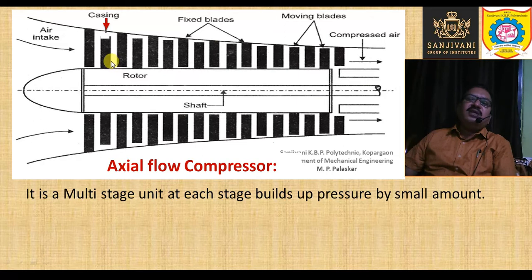We can see here only two blades, but likewise there are several blades mounted along the periphery of the rotor. So here one blade, another blade, here third, fourth, fifth. Likewise along the circumference several blades are mounted, and thus a ring of blades is formed. So this is one ring of fixed blades, and this is a ring of movable blades.